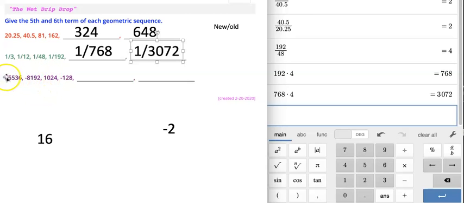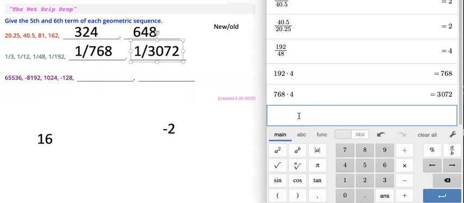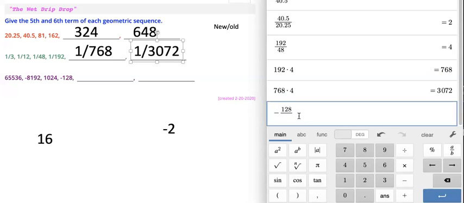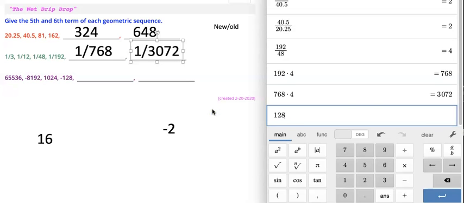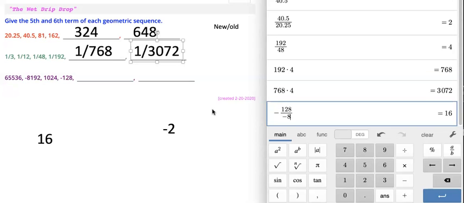Everything will be okay. Now, this one is flipping and flopping back and forth between a positive and a negative. So let's see what's going on here. It looks like I'm going to take the fourth term, which is 128, and divide by 1024. Ooh, a negative 1/8. Now, negative 1/8 is the same thing as just dividing by a negative 8. So if I take negative 128 and divide by a negative 8, that's the same thing as taking it times a negative 1/8.